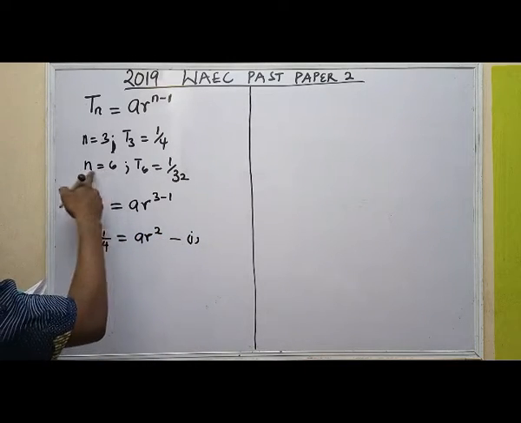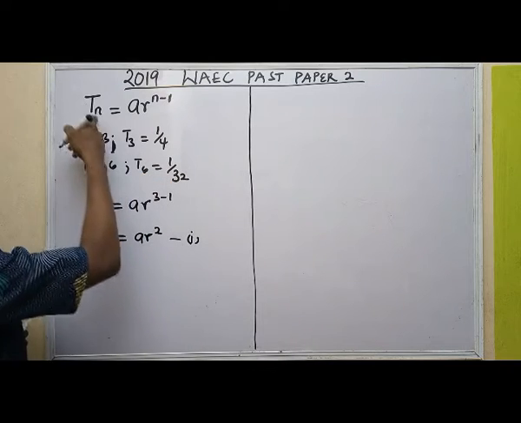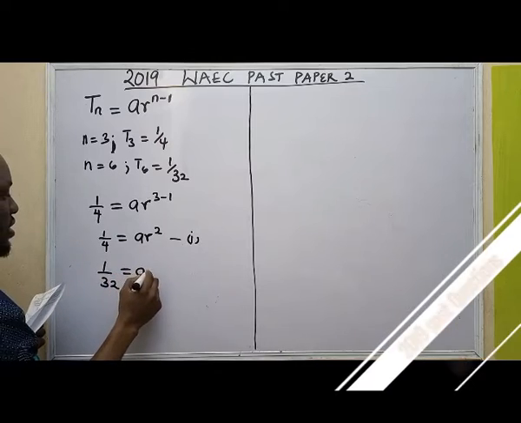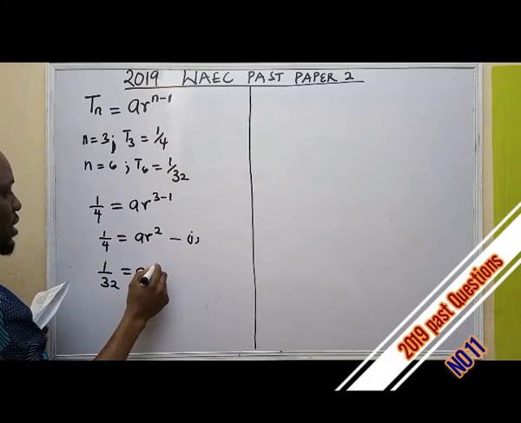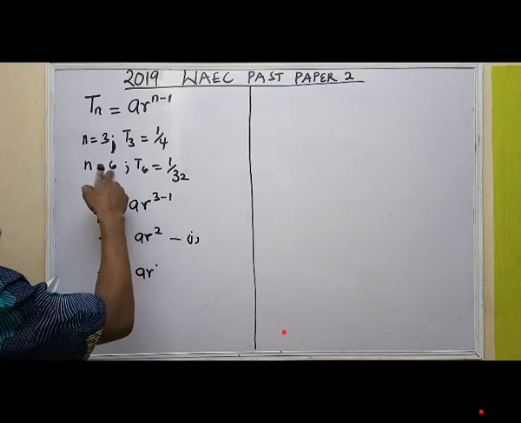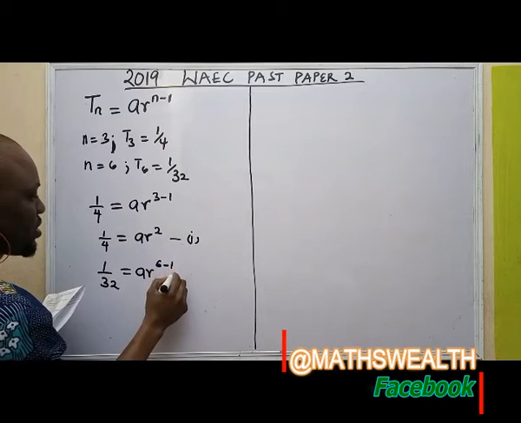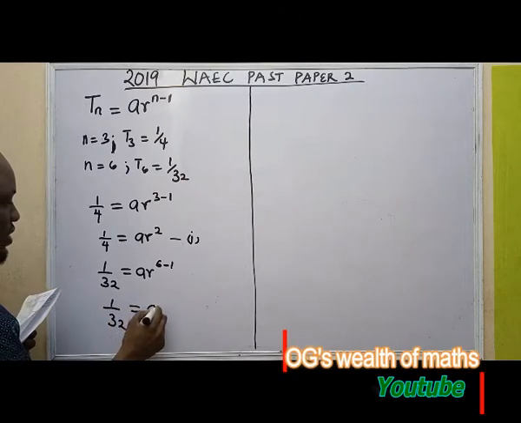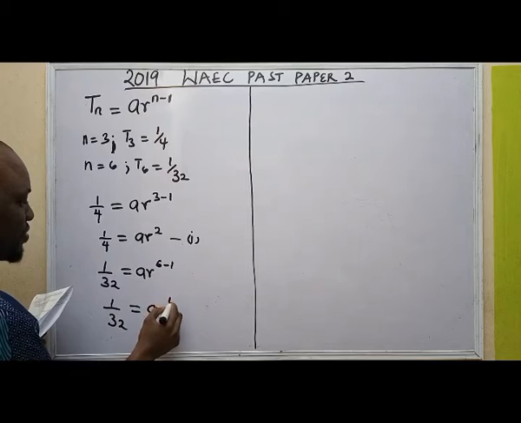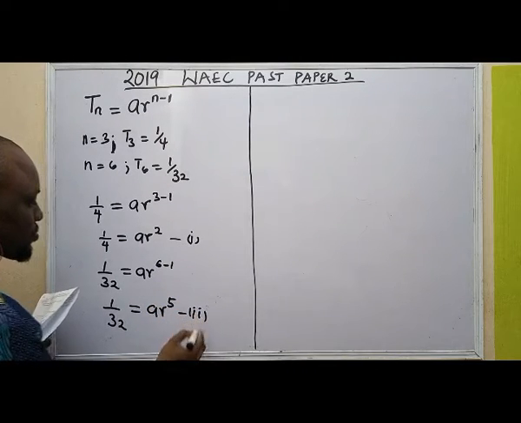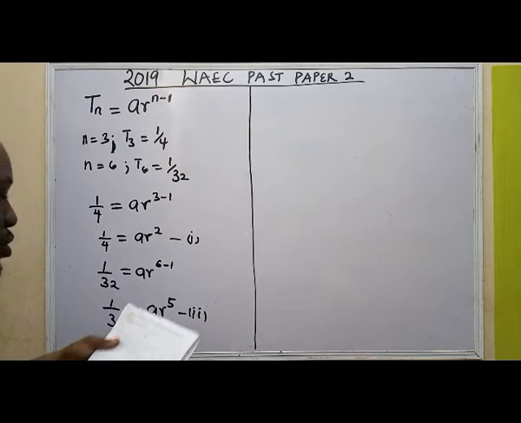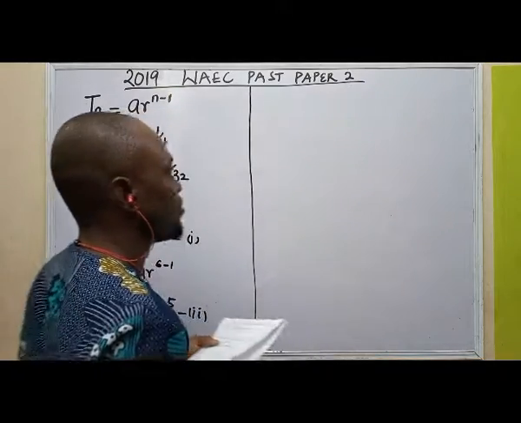Then I'm going to do the same thing. For T sub 6 is 1 over 32, so I'm going to plug in 1 over 32 here. 1 over 32 equal A R raised to the power n minus 1. n is here 6, so I'm going to write 6 minus 1. So 1 over 32 equal A R raised to the power 5. This is equation 2. Now I have two equations and I want to find the value of the first term and the common ratio for the geometric progression.